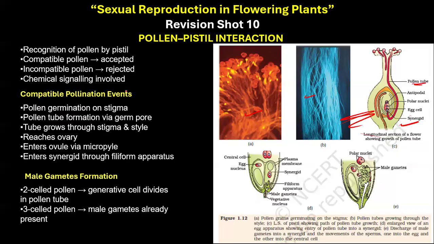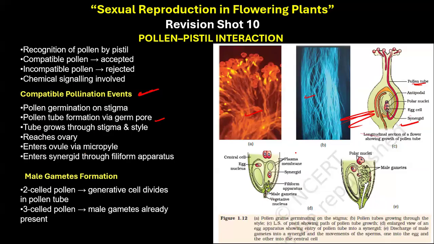When we talk about this, you can see on the slide: pollen germination on the stigma, pollen tube formation via the germ pore, where you don't have sporopollenin. Then the tube grows through the stigma and style, reaches the ovary, enters the ovule via the micropyle, and enters the synergids through the filiform apparatus. All these things I have already taught you. Now, what is mentioned in these diagrams is important.